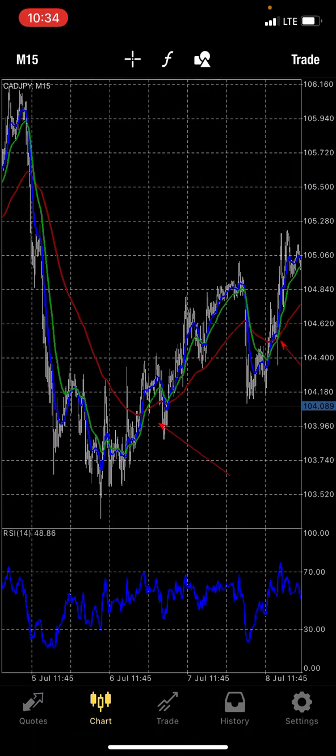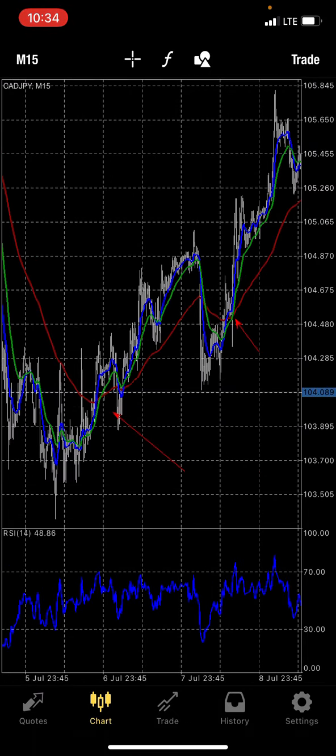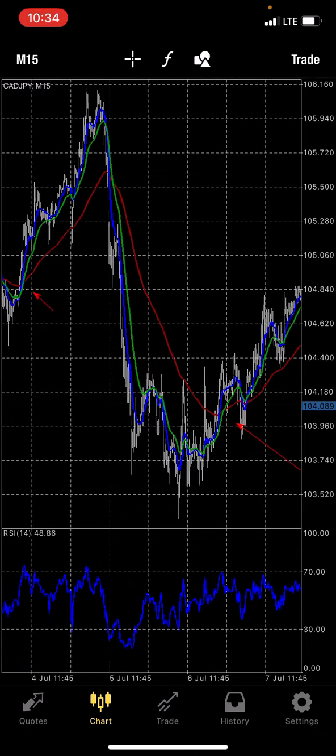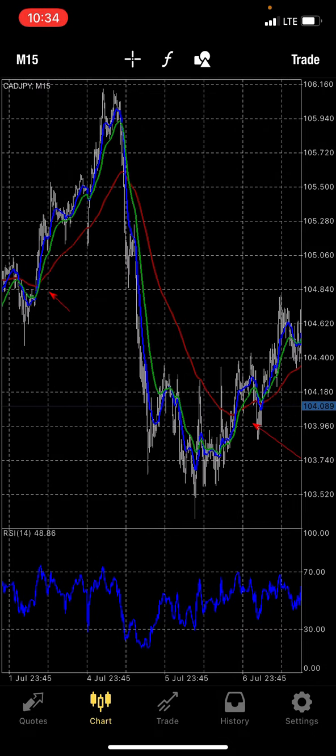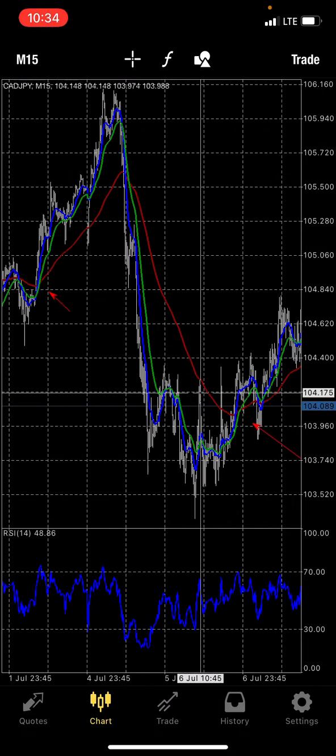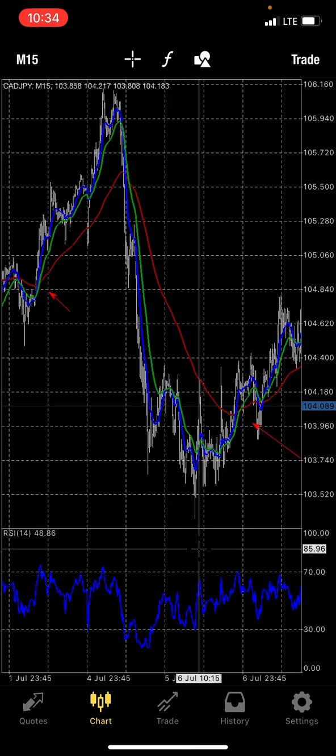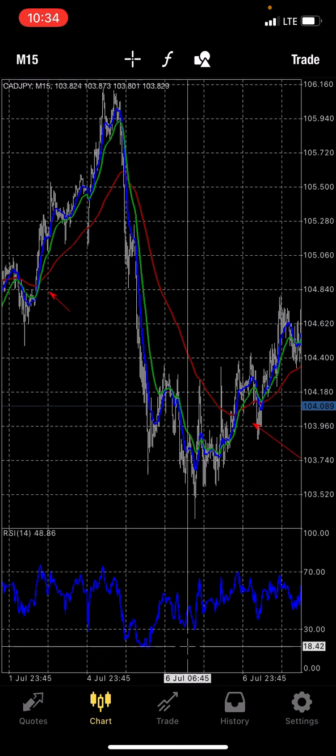Okay. Another one, red crossing over the green. Look at all the pips that you can catch when it rides up before it changes. And as you see at the very bottom, where you could hop in at the best, the RSI is always going to be down there by 30.